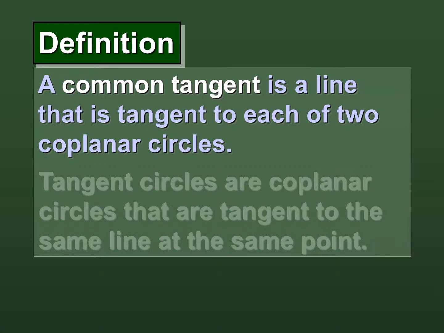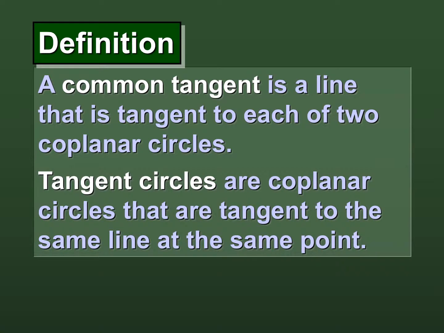A line that's tangent to 2 different circles. You also have something called tangent circles. So tangent circles are the circles that are on that tangent line. So they're on that tangent line and they're on that line at the same exact point. So they share a point of tangency.